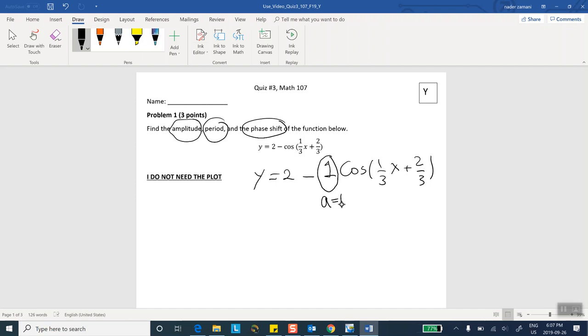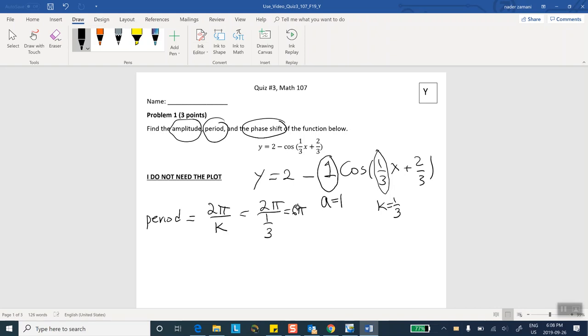Now, as far as the period is concerned, remember, you need to have 2 pi over k. 2 pi over k for sine and cosine, and by the way, secant and cosecant. The thing is, what's the value of k? Now, the k is the thing that's multiplied by x, 1/3. So k is equal to 1/3, and this is going to be 2 pi divided by 1/3, which is 6 pi.